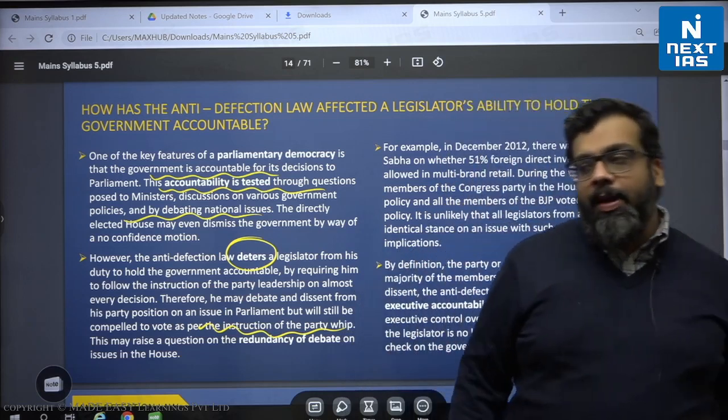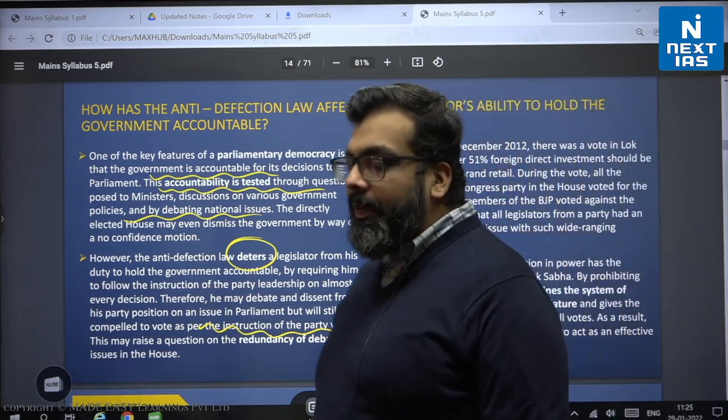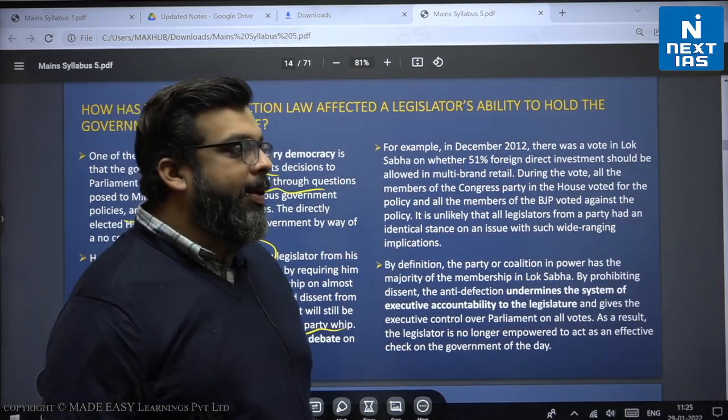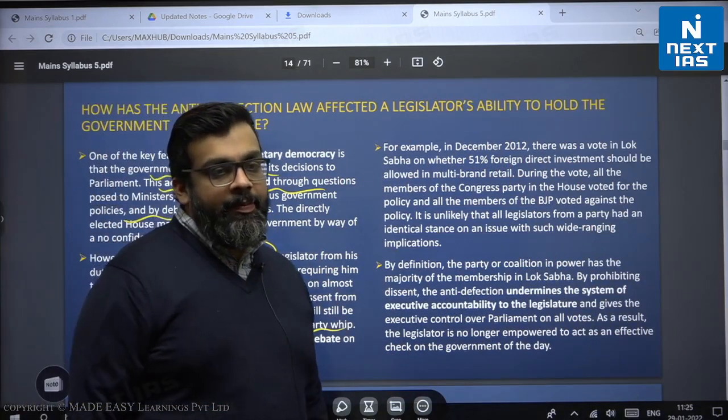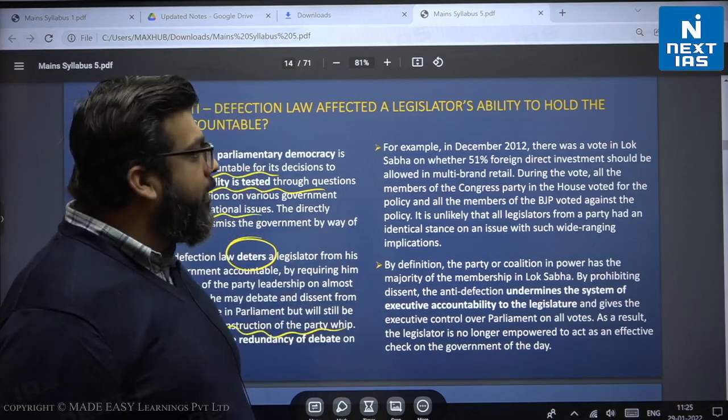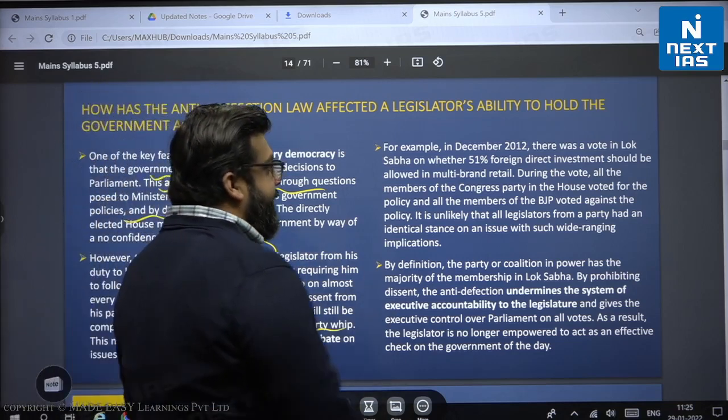तुमको जितना मर्जी पार्लियामेंट में कह के चिल्लाना है एज अ बीजेपी एमपी कि फार्म लॉज खराब है, but when it comes to voting, you will have to vote as per the BJP whip. Otherwise, you will be thrown out of the house. I'll give you an example.